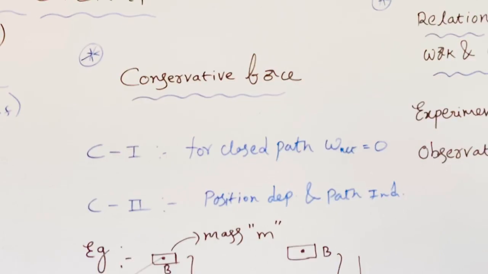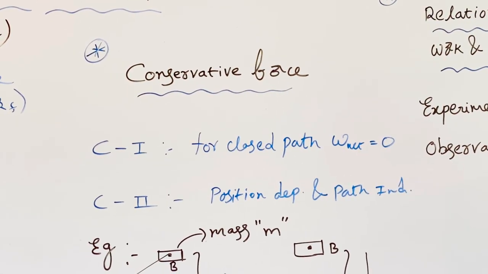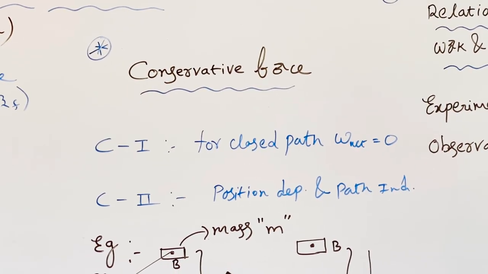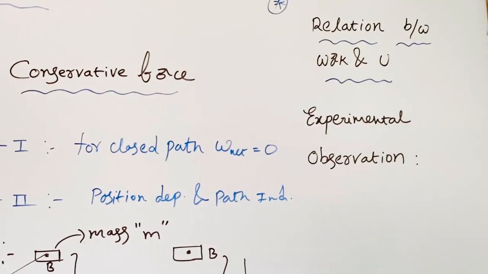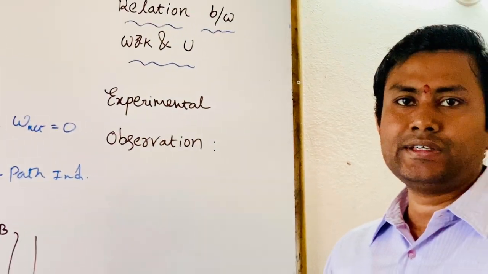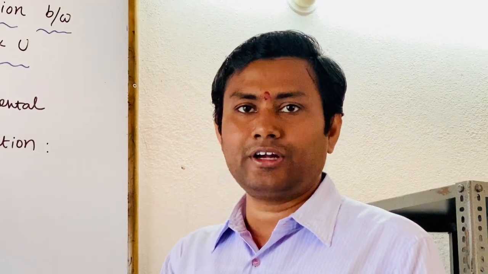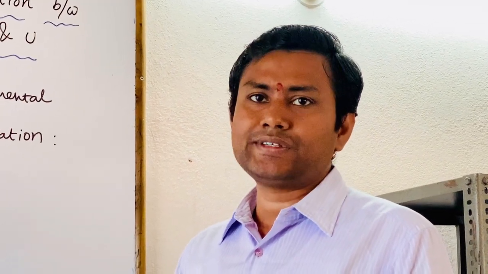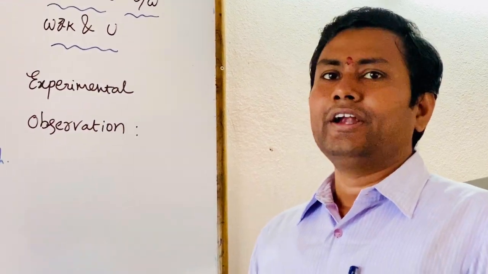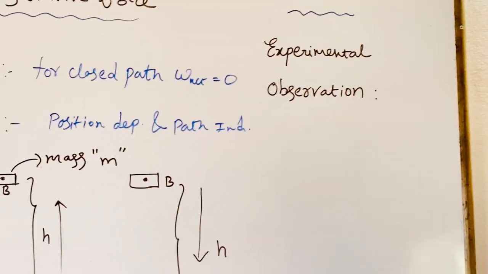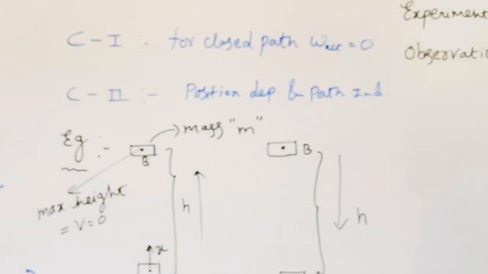So any force is said to be conservative when the net work done by the force around a closed path is zero and the force is position dependent. What is position dependent? The work done by the force is position dependent and path independent. At that time, that force is also said to be a conservative force.